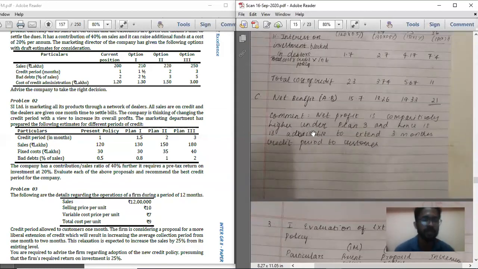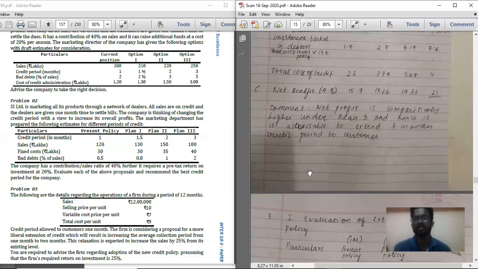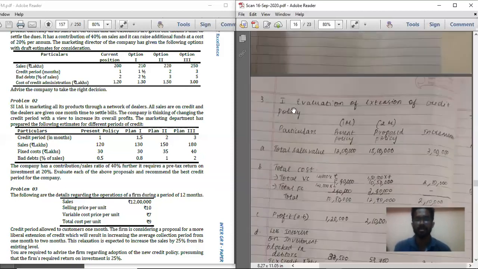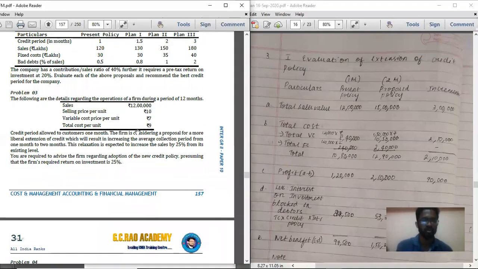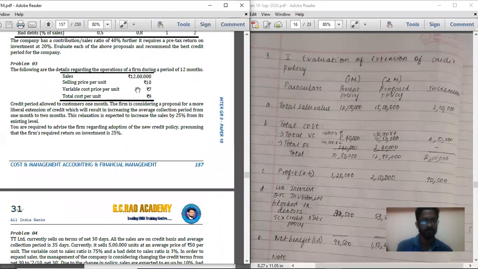Under plan 3, what is the credit period? 3 months. So hence it is advisable to extend 3 months credit period to customers. With this, we have completed problem number 2. Now move on to problem number 3.